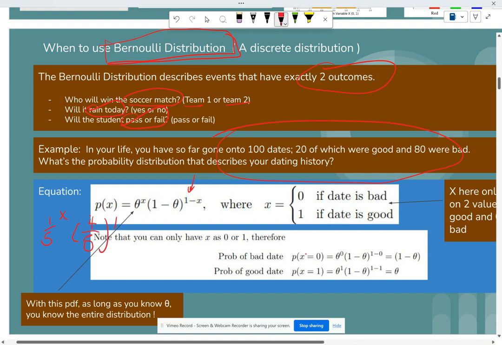So it's probability of 0, right? So in this case, you're going to put a 0 here and a 0 here. Therefore, 0 here is just going to be 1, and 1 here is going to be 4/5. So that's the probability of a bad day.